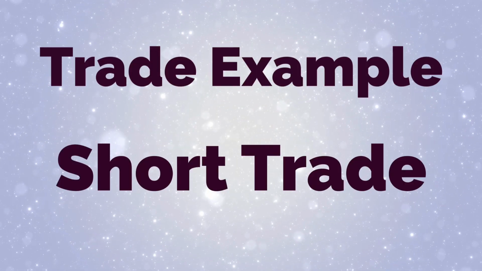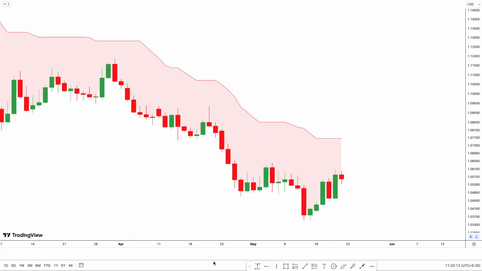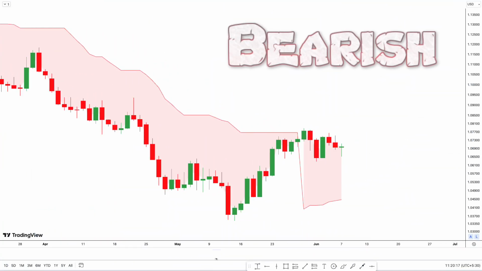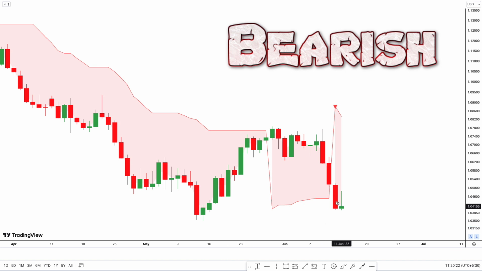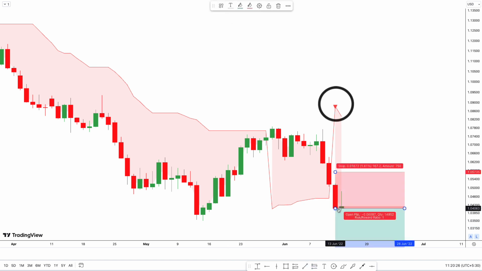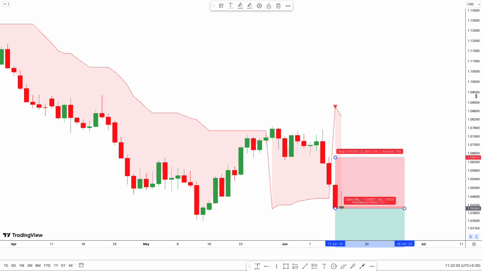And of course, it's going to be the opposite for a short trade. So the trend ribbon should be colored red to indicate that the market is in a bearish trend. Then a red downward arrow should be printed to indicate a bearish trend continuation.